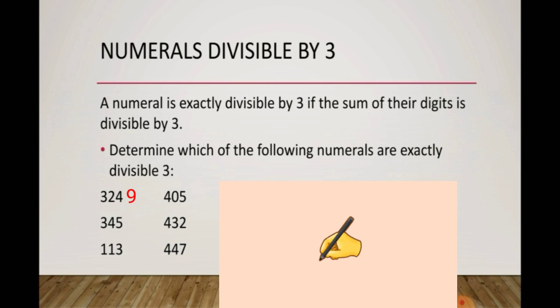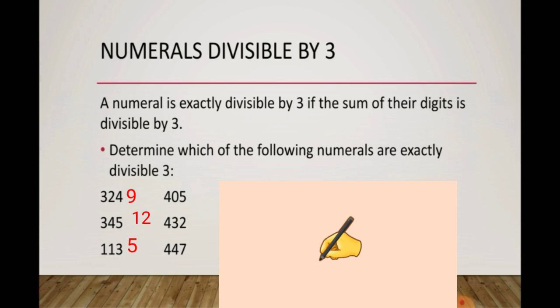In 345, the sum of the digits is 3 plus 4 plus 5 equals 12. 12 is exactly divisible by 3. Then 345 is exactly divisible by 3. In 113, the sum of the digits is 1 plus 1 plus 3 equals 5. 5 is not exactly divisible by 3. Then 113 is not exactly divisible by 3.